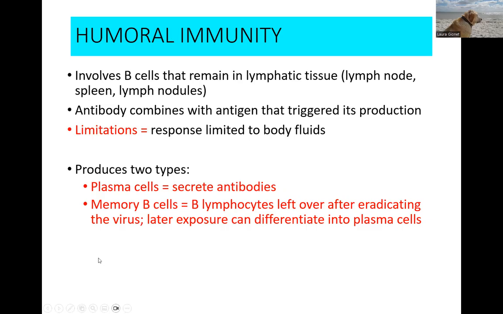Right. It produces two types of cells. The plasma cells are the ones making and secreting the specific antibodies. And the memory B cells, like a memory T lymphocyte, are the B lymphocytes left over after eradicating the virus. Upon later exposure, these cells can quickly differentiate back into plasma cells, which is an active factory making that specific antibody again. All right, that takes us to an immunity video.